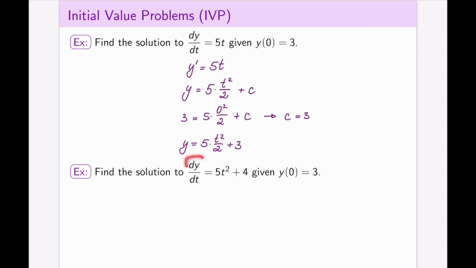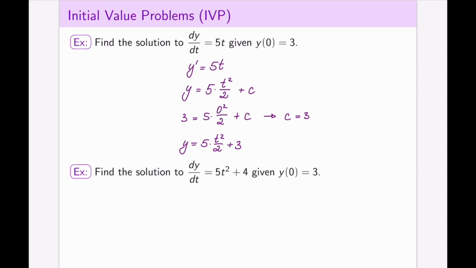So, looking at this new exercise, the next one up, we see the same pattern as here. dy by dt is 5t squared plus 4. So the right-hand side is given fully in terms of my independent variable t, which means that I can apply my anti-differentiation rules. Take a minute here, pause the video, and try to actually work this out for yourself.